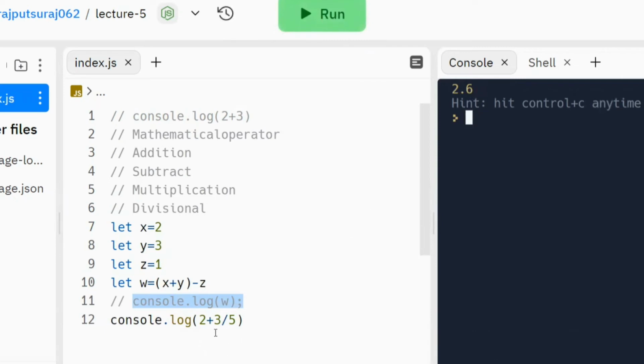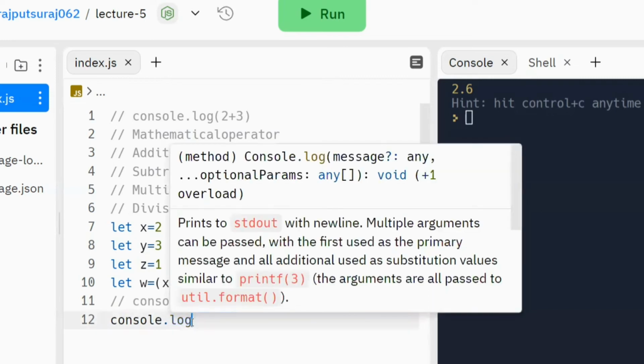What is the process of this? We wanted to first add 2 plus 3 and then divide by 5. But here JavaScript first operates 3 divided by 5. What is the value of 3 divided by 5? It is 0.6. Now it adds 2 to this. So if you want to write this in the proper way, you have to follow the BODMAS rule.